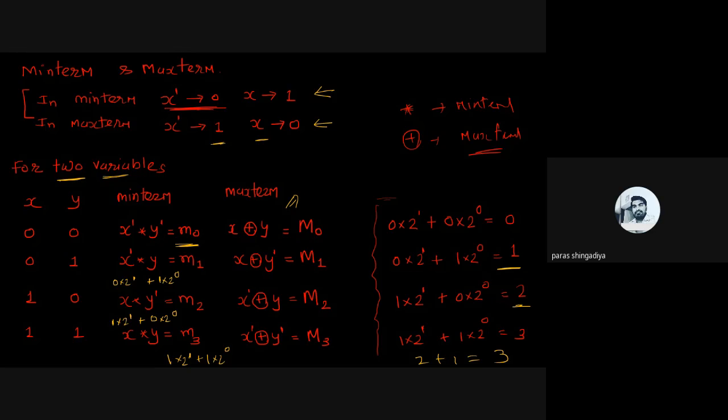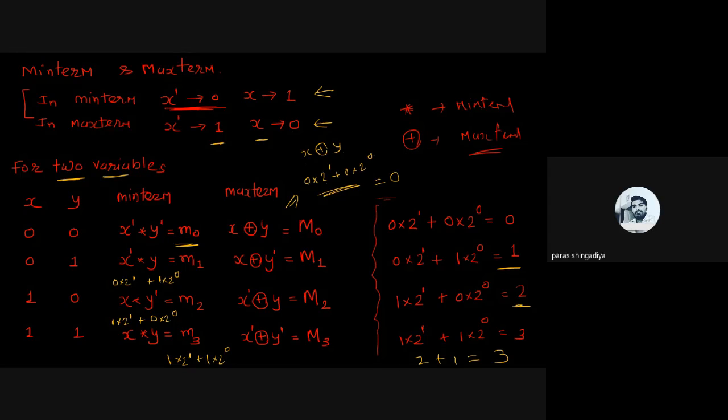We just have to predict the suffix value. So x ring sum y means 0 into 2 raised to 1 plus 0 into 2 raised to 0. The first variable is y, and the normal value means 0, so 0 into 2 raised to 0, and the second variable is also a normal variable, so 0 into 2 raised to 1. So what is the total? That is 0. So it is capital M0.